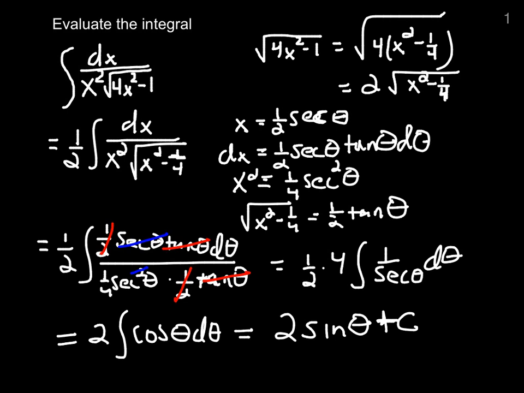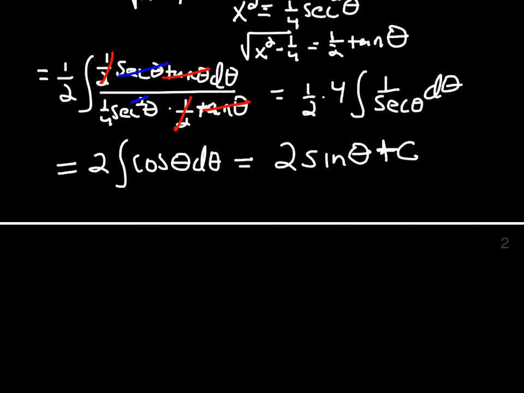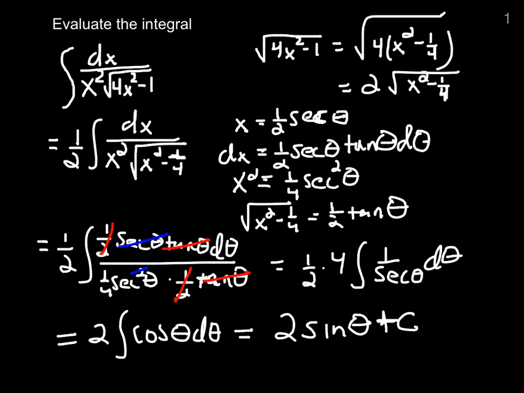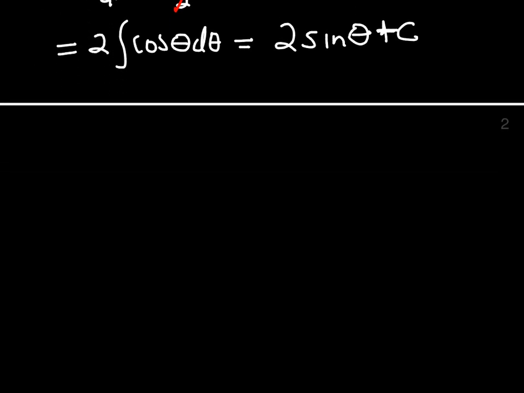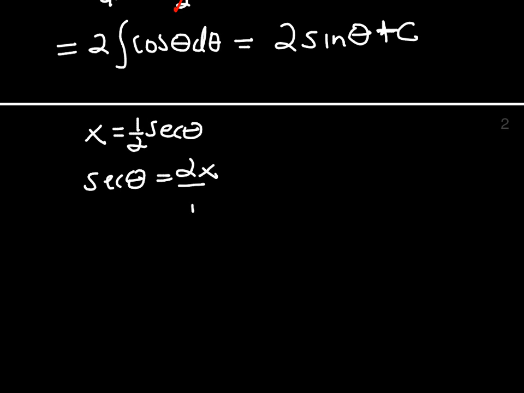But we can't stop here. The answer's in thetas, the question's in x's, we need the connection, we need to do the triangle. Remember the substitution, that's what helps you get the triangle. The substitution was to let x equal 1/2 secant theta. Let me just rewrite that here. X equals 1/2 secant theta. That was our substitution. Solve this for secant theta, and you get that secant theta is 2x. Let's turn it into a fraction by putting it over 1.